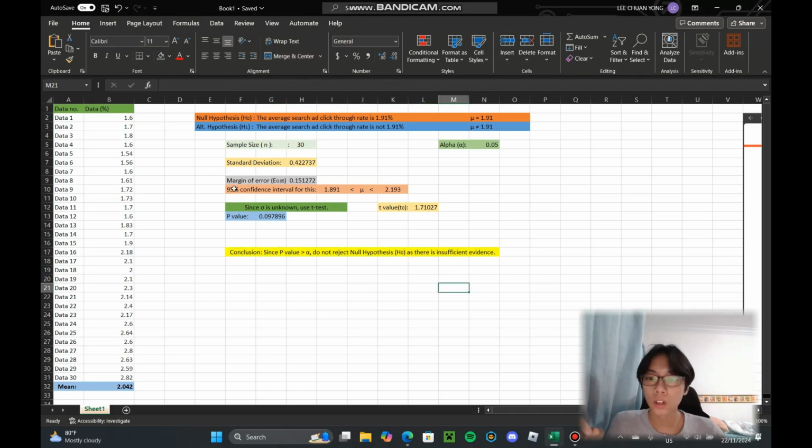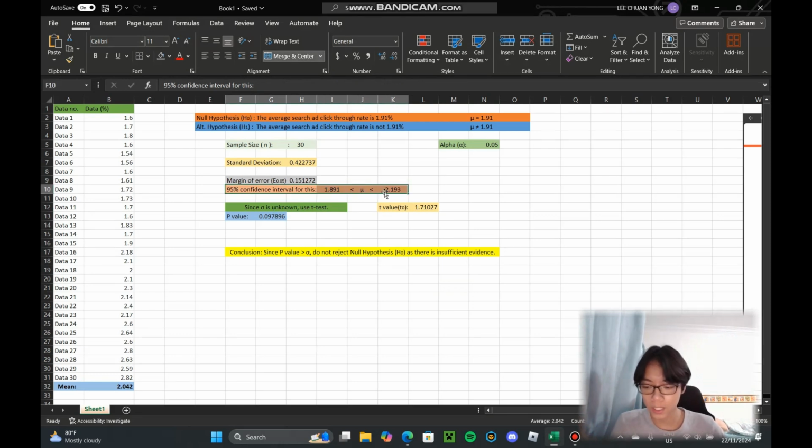Okay, so what is this 95% confidence interval? Basically, the 95% confidence interval is a range of values where you can be confident that the values contain the true mean of the population. So 95% of the intervals contain the true mean of the population. To explain it in simpler terms, if you do a test 100 times, 95 out of 100 times, you'll get the correct answer. Yeah.